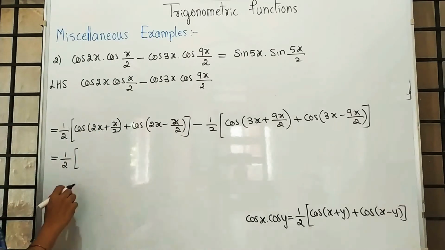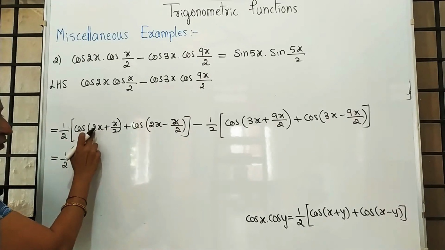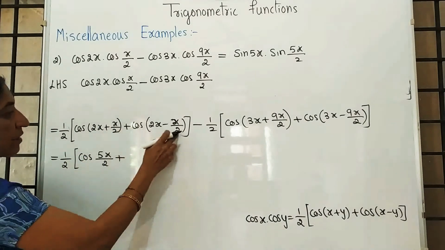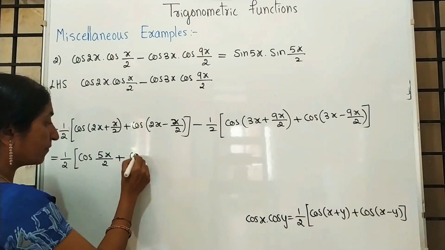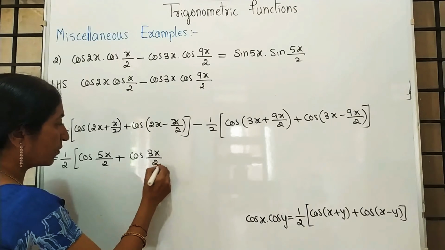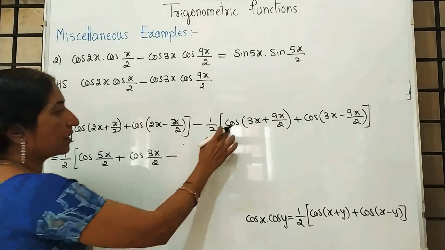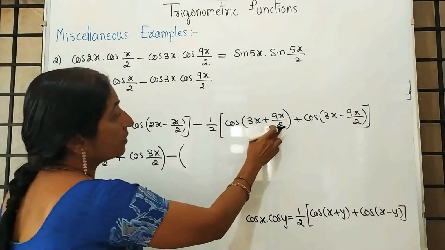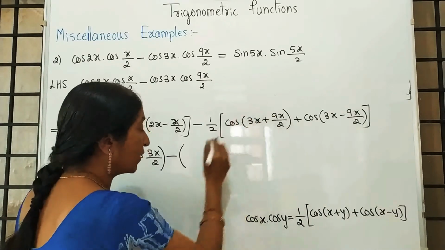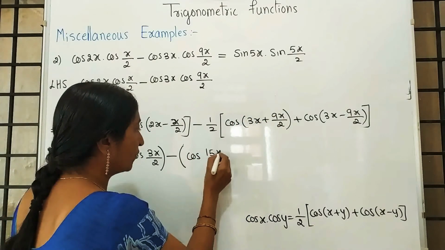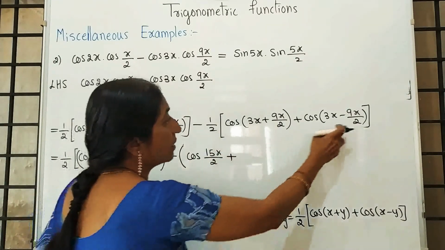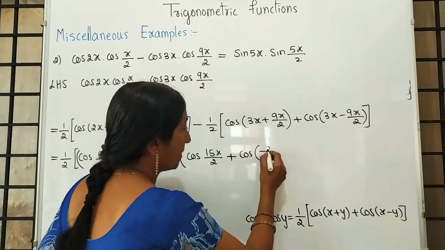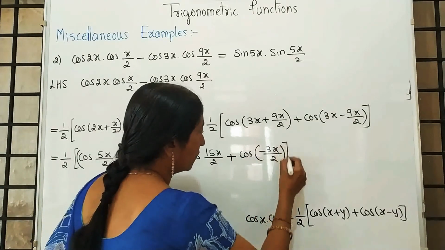2x plus x/2 is what? Take the LCM. LCM is 2. 2 2s are 4. 4 plus 1 is 5. Cos 5x/2 plus 2 2s are 4, 4 minus 1 is 3, cos 3x/2 minus. Here I am writing this in the bracket because of the outside minus. Only I took half common. 3 2s are 6, 6 plus 9 is 15. Cos 15x/2 plus 3 2s are 6, 6x minus 9x is minus 3x, minus 3x/2.